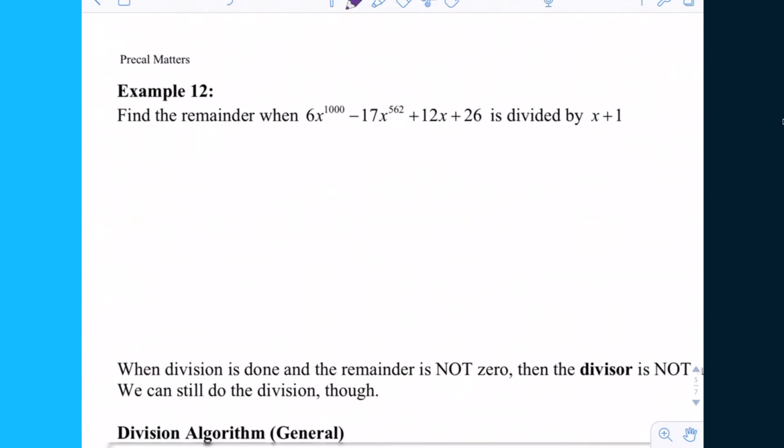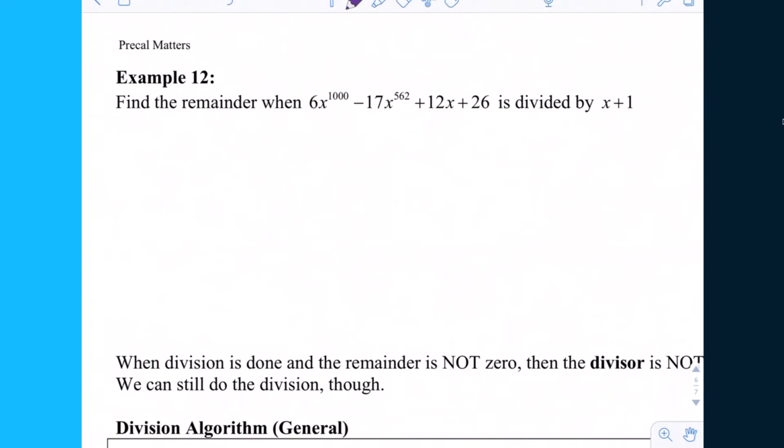Okay, example 12, very quickly. Example 12 is like the warm-up. It's going to be the specific division algorithm that we talked about yesterday and warmed up with. So see if you can do this one very quickly.